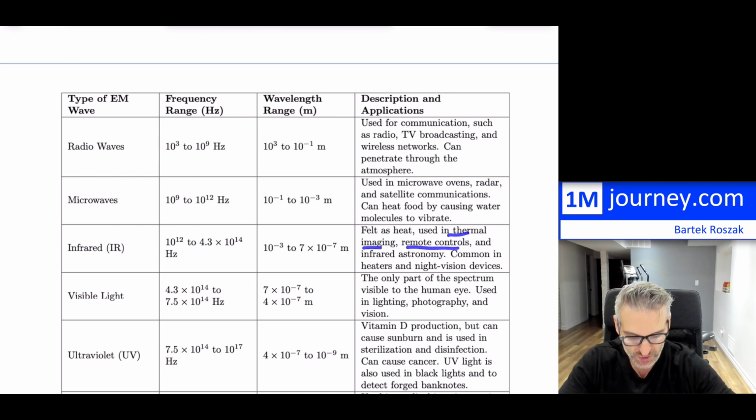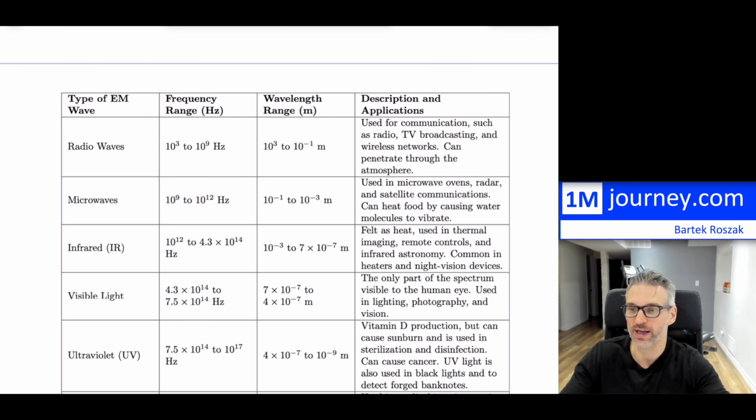We certainly also use it in our remote controls, so you see that signal being sent out there. Some in astronomy as well. Now, we don't normally see these infrared, so it's not something that is visible to us. That will be the next item.